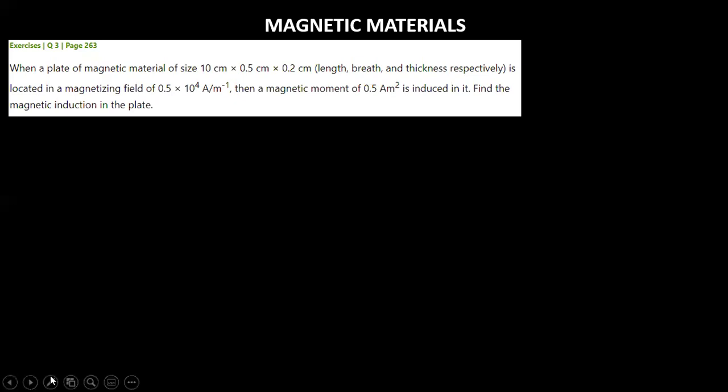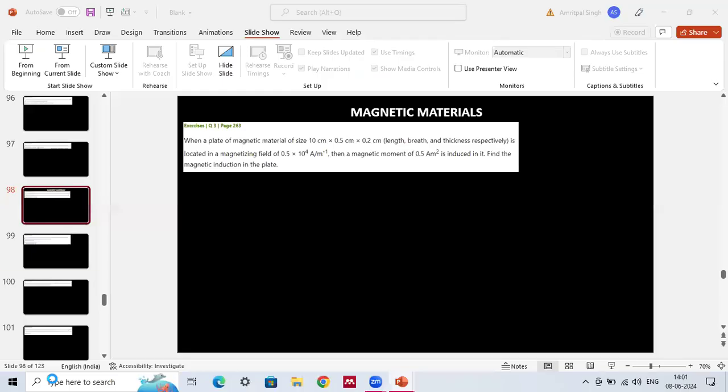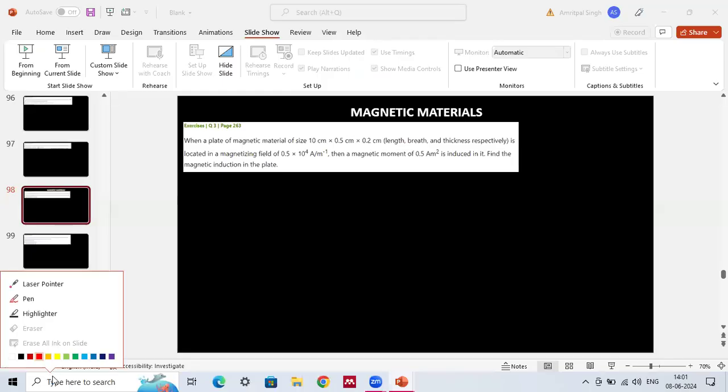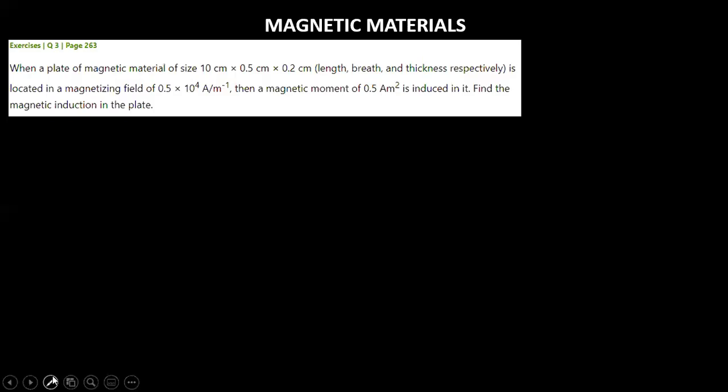Whenever dimensions are given, here they have mentioned length, breadth, and thickness. So that means we can say it is the volume which is given to us. Length is 10 centimeter, breadth is 0.5 centimeter, and the thickness is 0.2 centimeter. It is located in a magnetizing field of 0.4 into 10 raised to 4 ampere per meter.